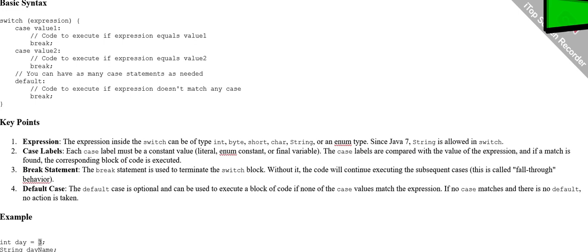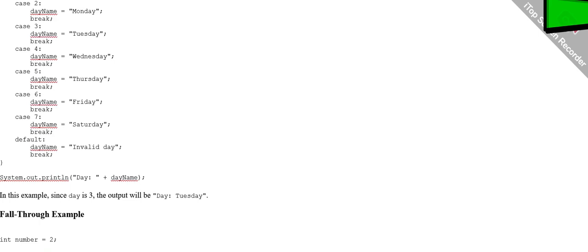Example. int day = 3; String dayName; switch (day) { case 1: dayName = "Sunday"; break; case 2: dayName = "Monday"; break; case 3: dayName = "Tuesday"; break; case 4: dayName = "Wednesday"; break; case 5: dayName = "Thursday"; break; case 6: dayName = "Friday"; break; case 7: dayName = "Saturday"; break; default: dayName = "Invalid day"; break; } System.out.println("Day: " + dayName); In this example, since day is 3, the output will be Day: Tuesday.